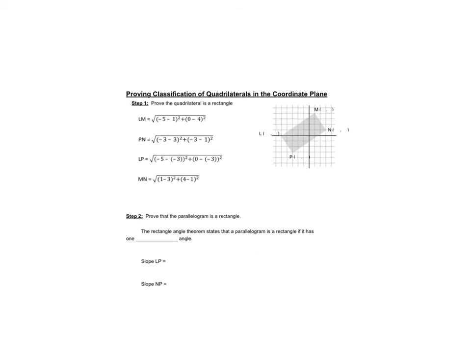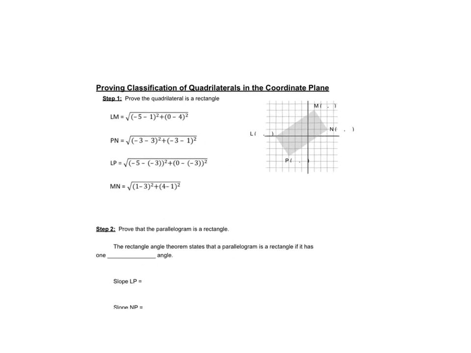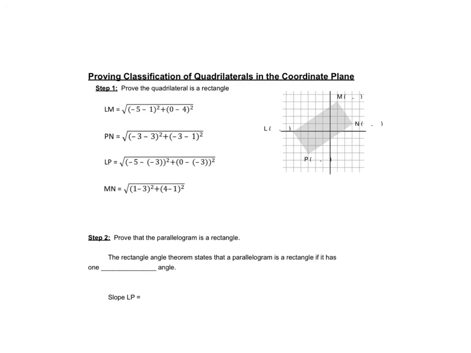we want to be able to prove the classification of quadrilaterals on the coordinate plane. So first we're going to prove what this quadrilateral is. What is this quadrilateral? It looks like a rectangle. And we can prove that by doing some of the same information that we've done to date. Let's go ahead and label our points.